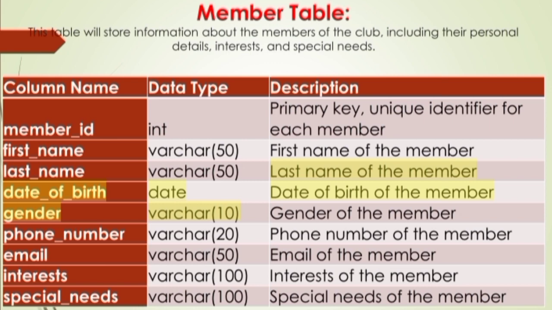Date_of_birth, date, date of birth of the member. Gender, Varchar 10, gender of the member. Phone_number, Varchar 20, phone number of the member. Email, Varchar 50, email of the member. Interests, Varchar 100, interests of the member. Special_needs, Varchar 100, special needs of the member.